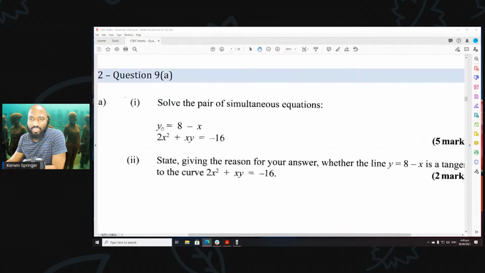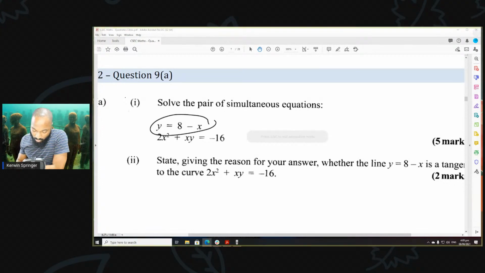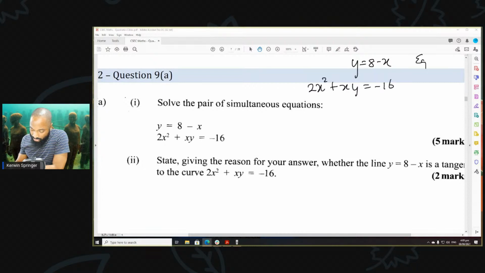Solve the pair of simultaneous equations. Once again, one is linear, one is a quadratic. 5 marks, free marks. So we're going to collect these marks nicely here. And look, they put y in terms of x for us. So we will start off with these two equations. Y is equal to 8 minus x. We have 2x squared plus xy is equal to negative 16. This is equation 1. This is equation 2.